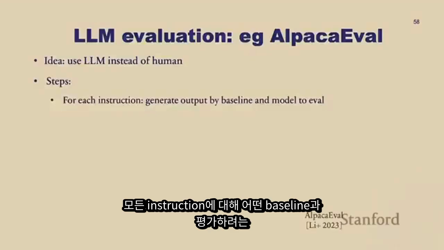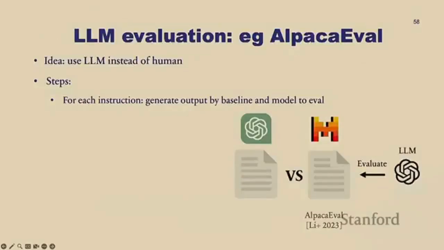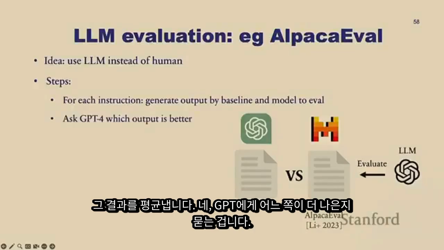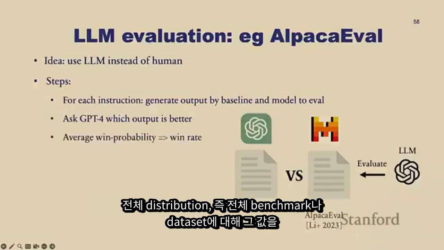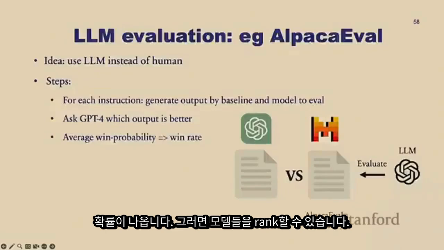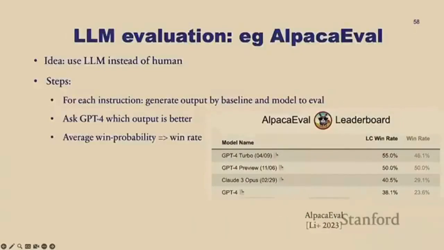Steps: for every instruction, generate outputs by some baseline and the model that you want to evaluate. So here, imagine that I'm comparing an answer from ChatGPT and from Mistral. I'm just asking another model which one is better, and I just basically average that out. I asked GPT-4 which one is better. I average that out over my entire distribution, over my entire benchmark or data set, and that gives me a win rate, so win probability for one model compared to another one, and now you can rank models. And this is the AlpacaEval leaderboard.